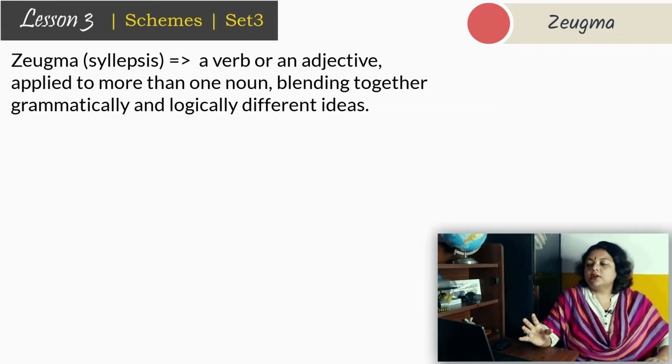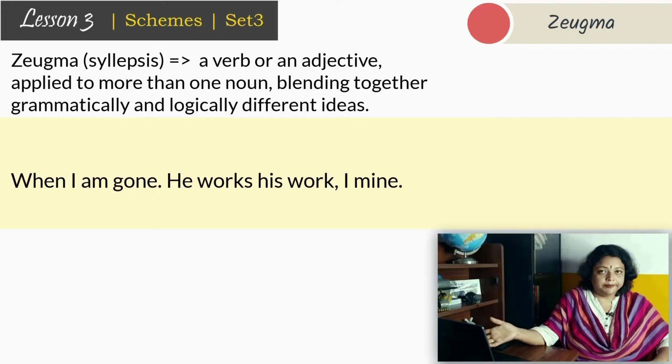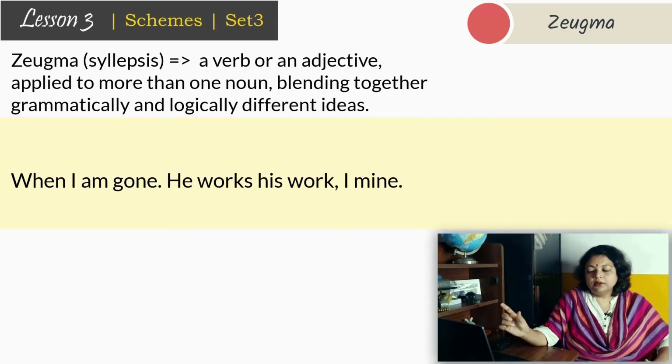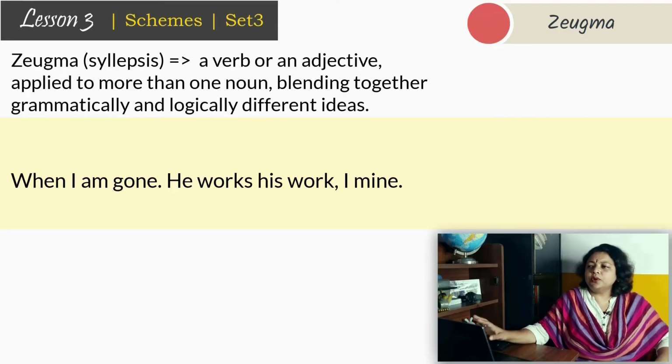All right. Now, there is also a situation where you can see that there is one single verb and two different objects. For example, "when I am gone, he works his work, I mine." This is again from Ulysses. "When I am gone" is a normal sentence. Look at the part after this: "he works his work, I mine." In the part where the poet is saying "I mine," it actually means "I work my work." But instead of saying that, he's just condensing the whole thing and saying "I mine." So this is also an instance of zeugma. But it's better to identify zeugma when it plays with meaning, as I have given examples of before.